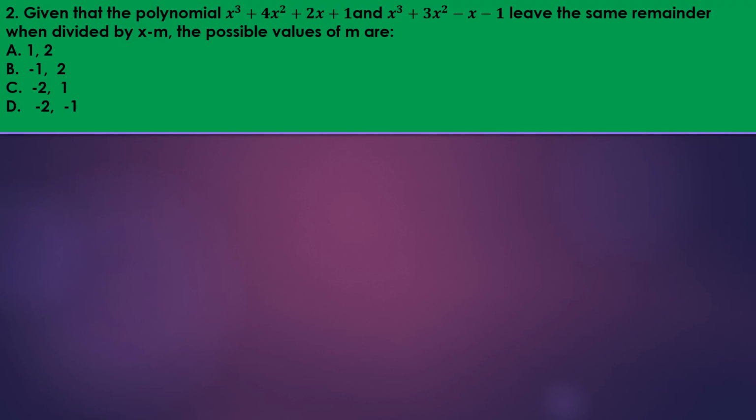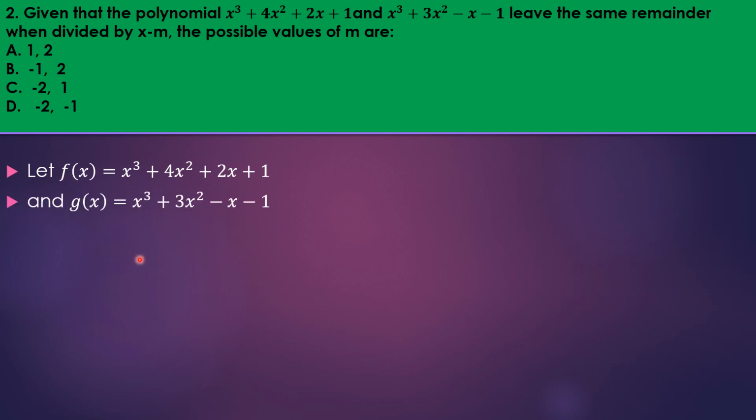Given that the polynomials x cubed plus 4x squared plus 2x plus 1 and x cubed plus 3x squared minus x minus 1 leave the same remainder when divided by x minus m, the possible values of m are... So we want to call these polynomials names. We have f of x, which is this, and the second one would be g of x. Now we want to use the remainder theorem. If you have a linear divisor like x minus m, the remainder it leaves when it divides a polynomial is f of m. So we have f of m equals g of m because they leave the same remainder when divided by this divisor.